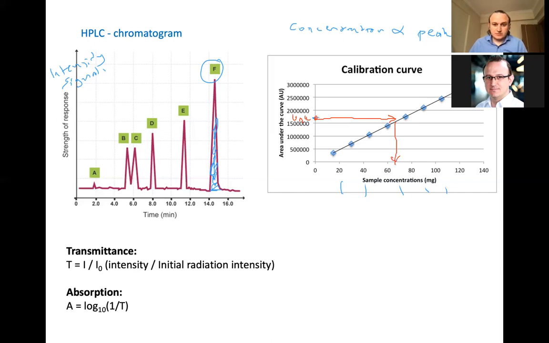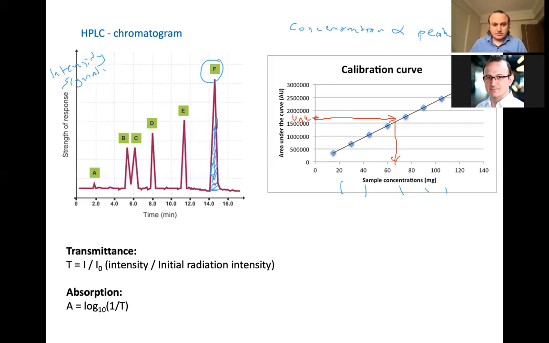I tried to explain the fundamental logic of the absorption and transmittance and how we use it for different devices, basically for HPLC as well. And about the transmittance and absorption, we were using the equations given here. The transmittance was the ratio of the intensity over the initial intensity, and absorption was defined as the logarithm of 1 over T.